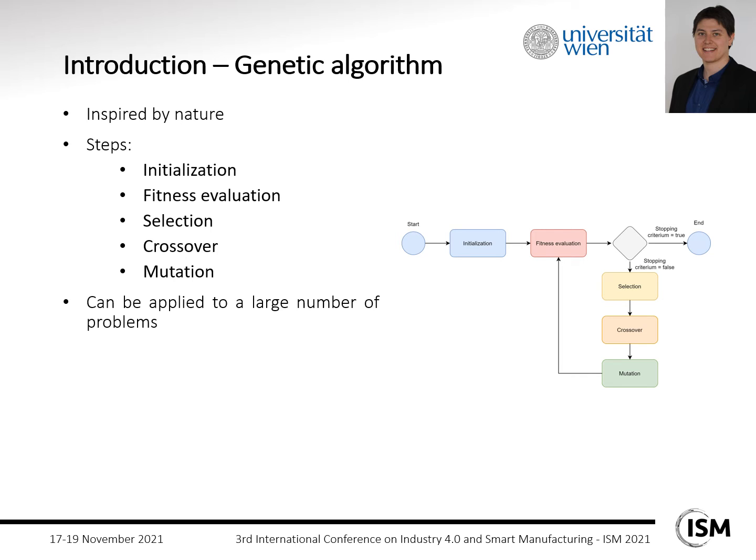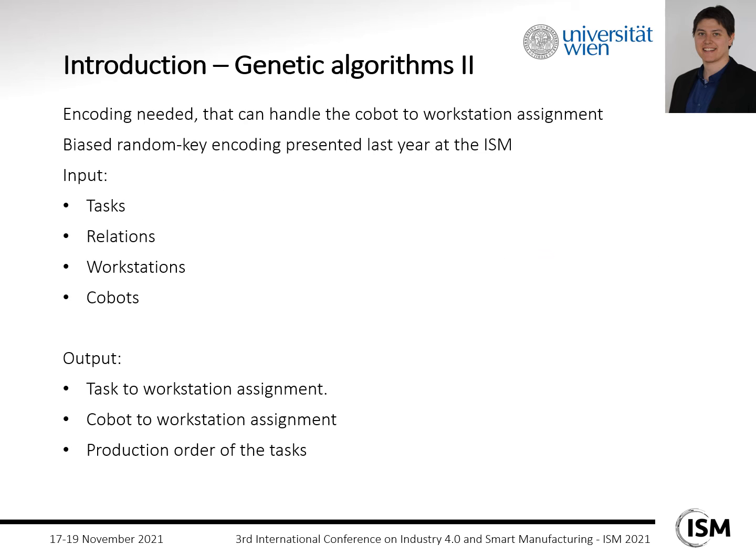Okay, let us head over to the second part about genetic algorithms. To use a genetic algorithm for a job shop scheduling problem with cobot to workstation assignment, a special encoding that can handle the cobot to workstation assignment is needed. Last year at the ISM, we presented a biased random key encoding that takes tasks, relations, workstations, and cobots as input. Based on this input, a solution tells you which task is produced in which order on which machine, and which machine is supported by a cobot.